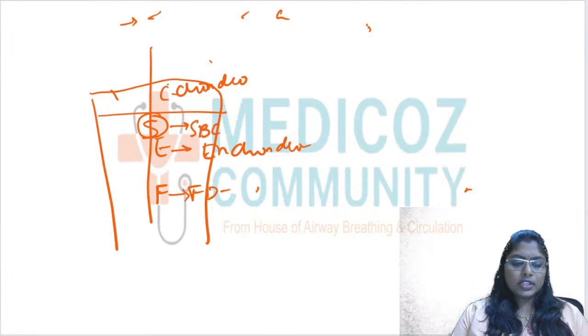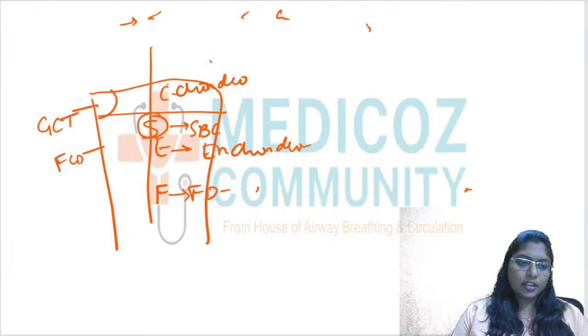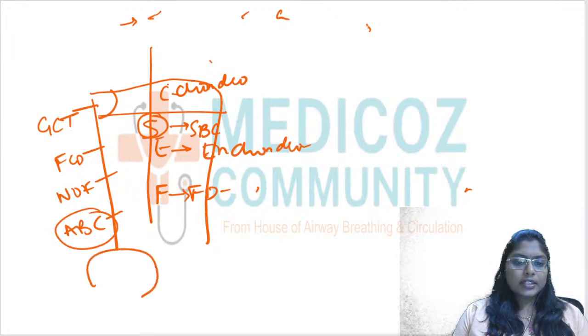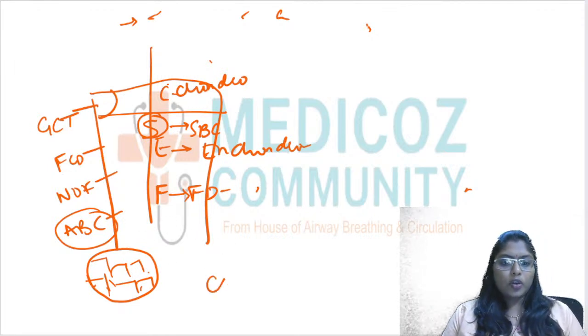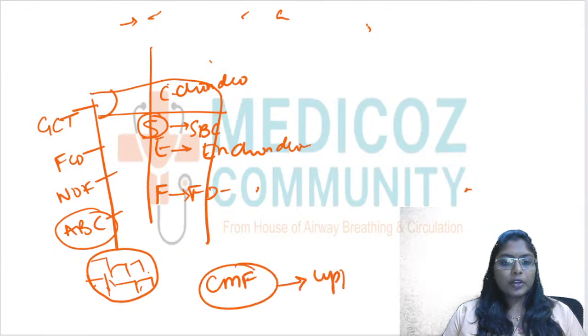Okay. And the eccentric lesions are GCT in epiphysis, fibrous cortical defect, non-ossifying fibroma, aneurysmal bone cyst. The characteristic thing about aneurysmal bone cyst is there are fluid levels. And chondromyxoid fibroma generally occurs at the upper part of tibia. And there will be endosteal scalloping.